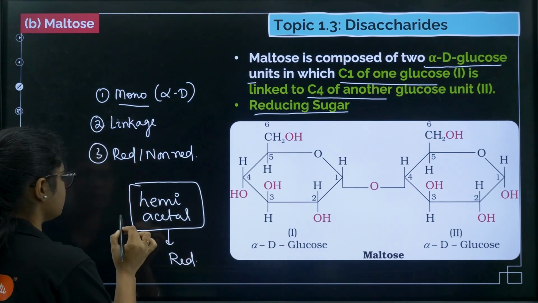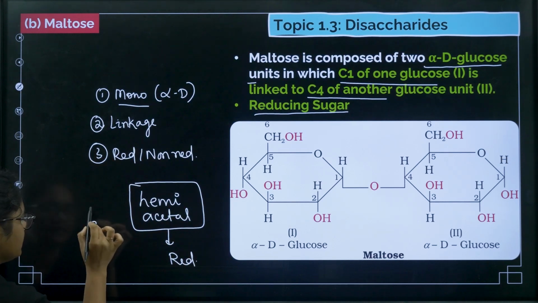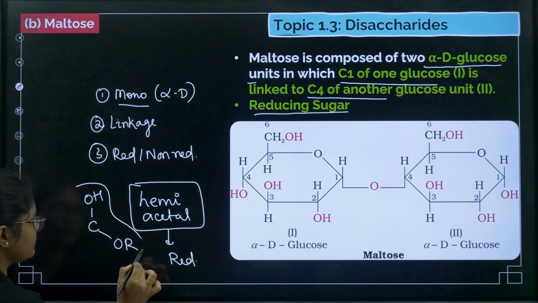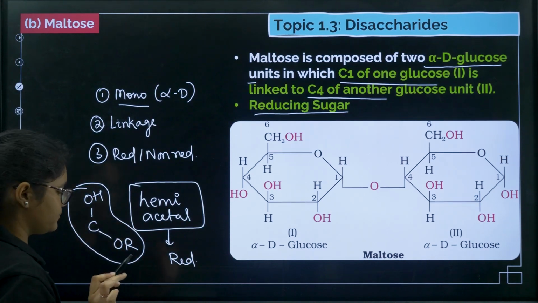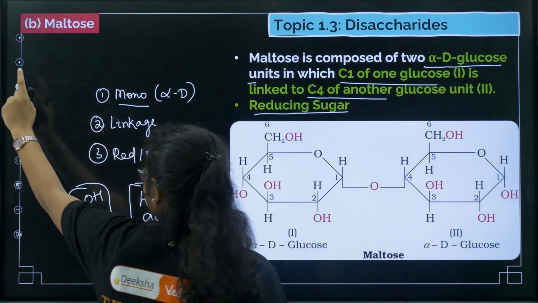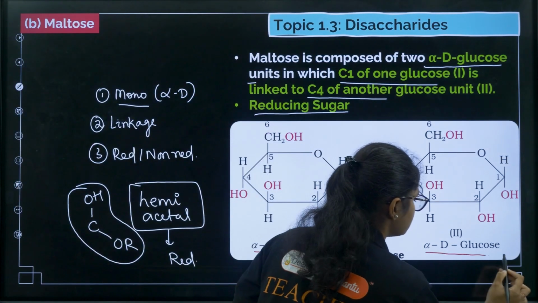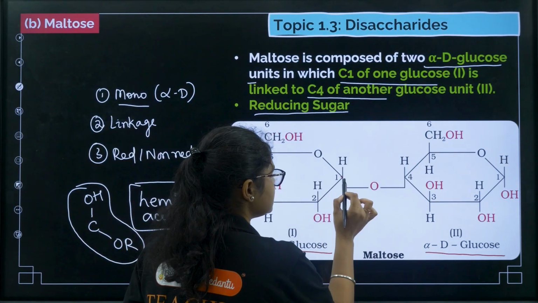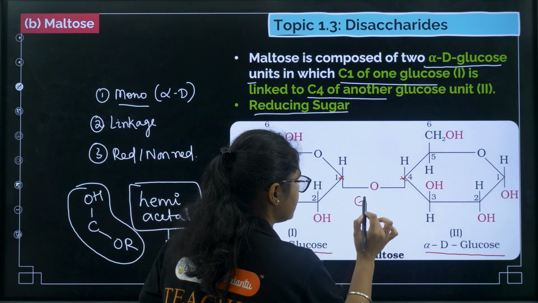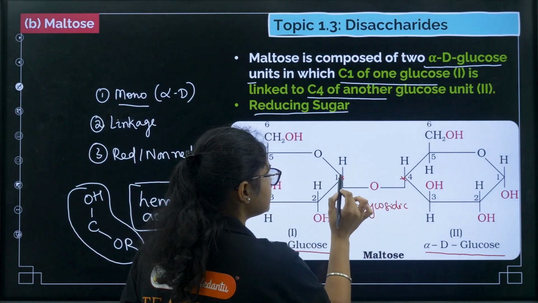Now what is the hemiacetal form? If you remember, we have studied that a hemiacetal is C-OH-OR. If you can find any group like this, C-OH-OR, then it will be reducing in nature. Now let us see this one. In maltose, this is alpha D glucose, this is also alpha D glucose. This is C1 and this is C4. Here there is a glycosidic linkage.